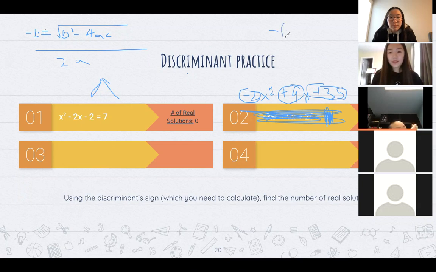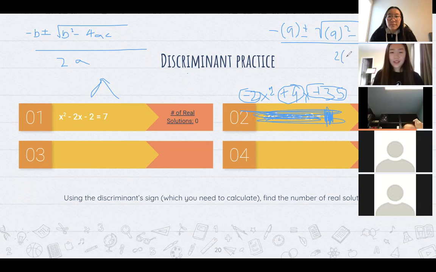So -b, so b is 9, plus or minus the square root of b squared, so b is 9, squared, minus 4 times a, -2, times 35. Couldn't you just write 81? Yes, I'm trying to show you everything, since it's the first time you're seeing it.